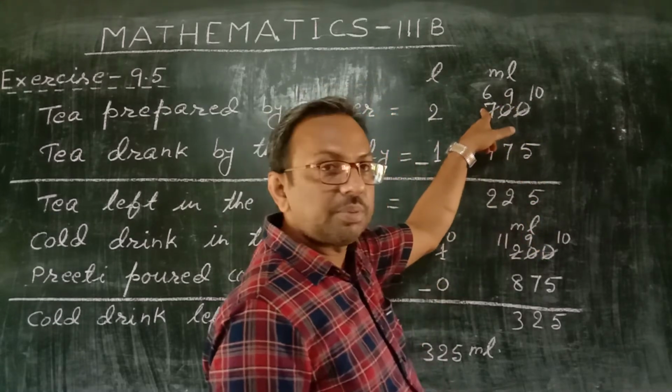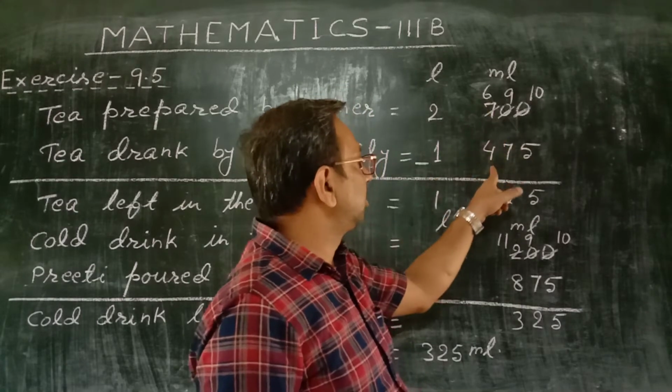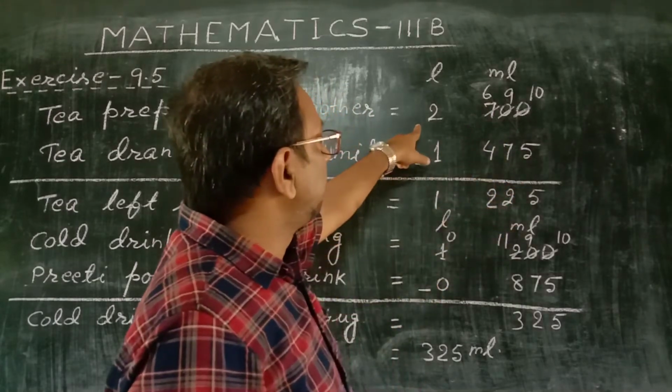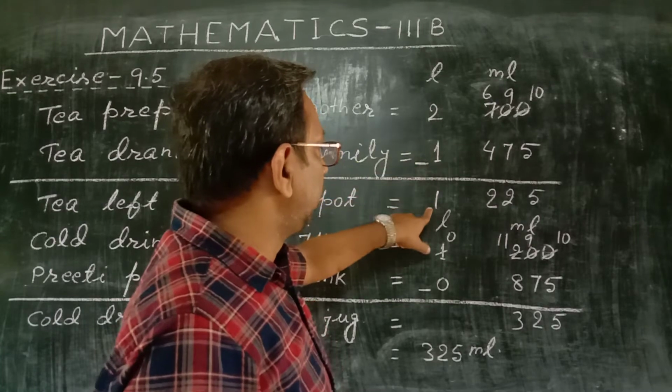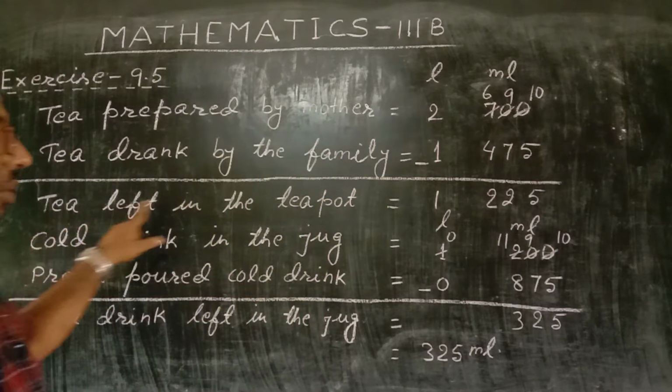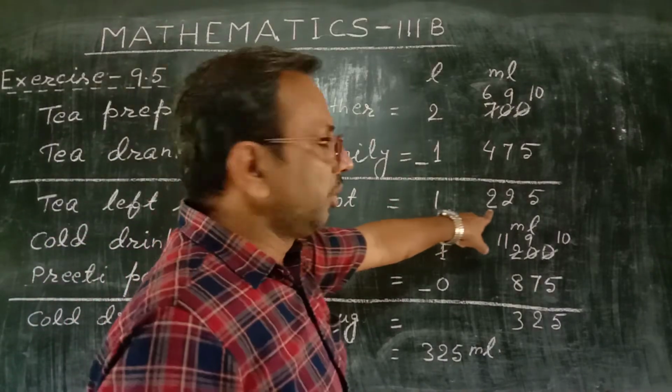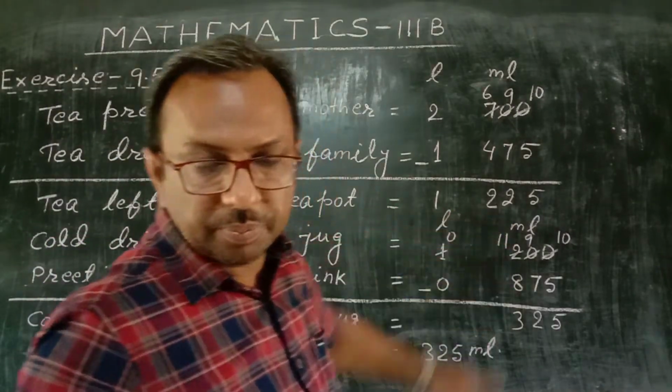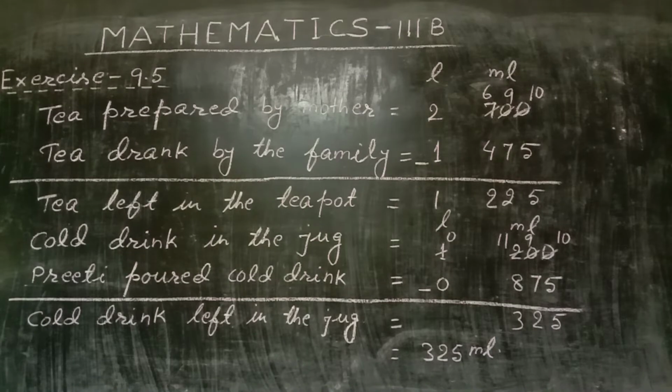And here 6 is left after taking 1. 6 minus 4 equal to 2. And this subtraction 2 minus 1 equal to 1. So the tea left in the teapot equal to 1 liter 225 milliliter. Now the question number 7.